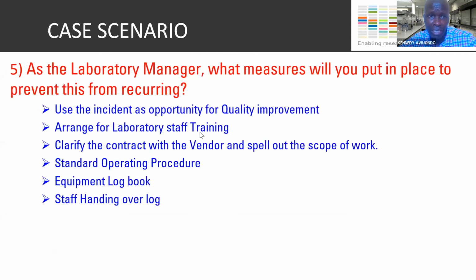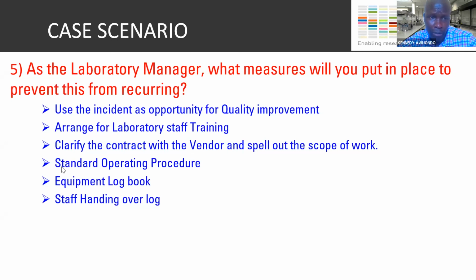Number 5, as the laboratory manager, what measures will you put in place to prevent this from recurring? Use the incident as opportunity for quality improvement. Arrange the laboratory staff training. Many people have already mentioned that. Clarify the contract with the vendor and spell out the scope of work, because the vendor just came in, the engineer came in and walked out and did not leave any record. So the contract needs to be spelled out very clearly, stating what the vendor should do and the documentation.